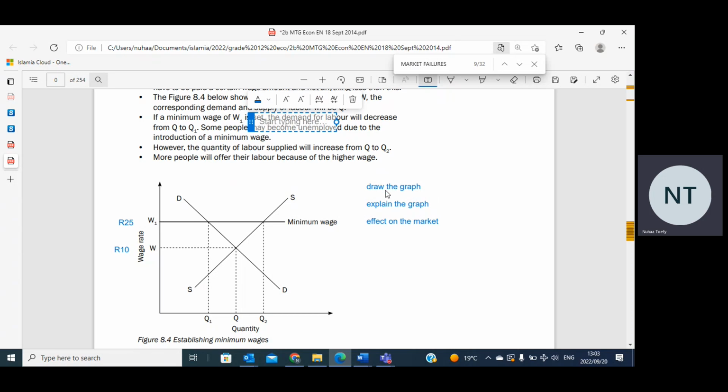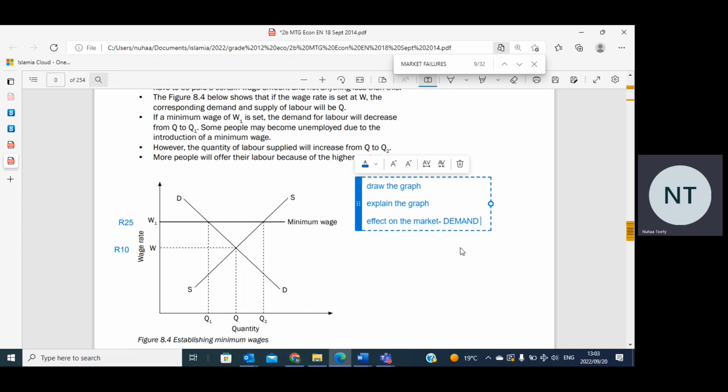So I'm explaining the graph. I'm saying my wage is 10 Rand, and I'm explaining that the minimum wage is put above the equilibrium at 25 Rand. So what is the effect on the market? Let's just have a look what the effect on the market would be. We will see that the demand for wages, or the demand for labor, is lower than the supply.